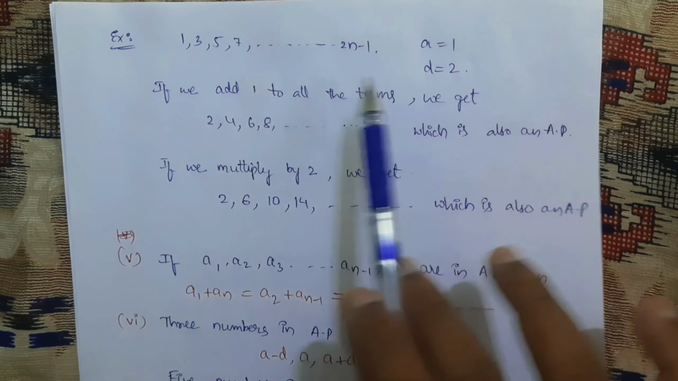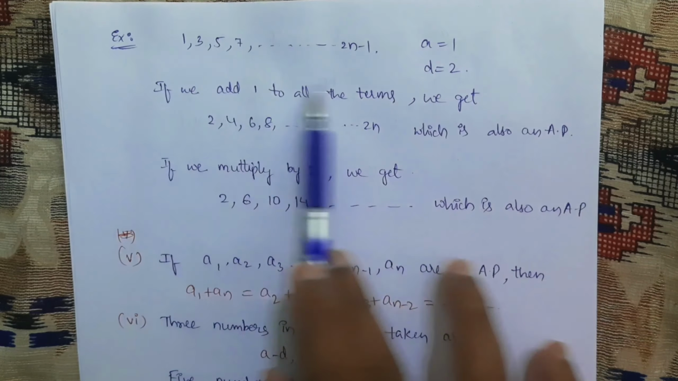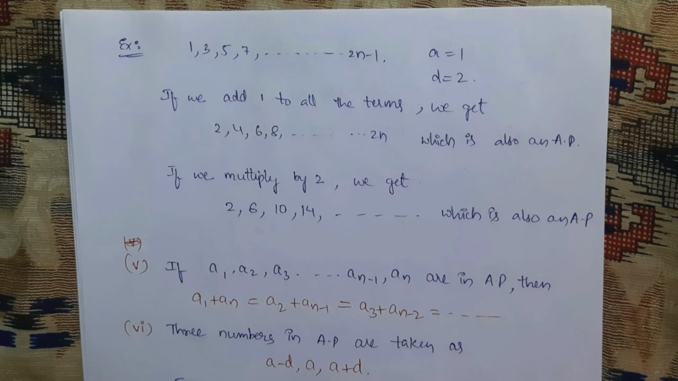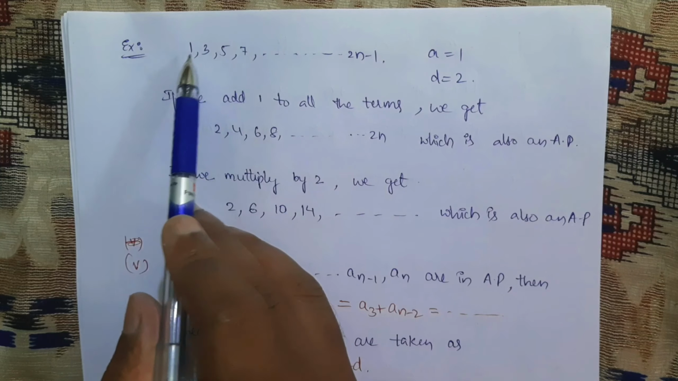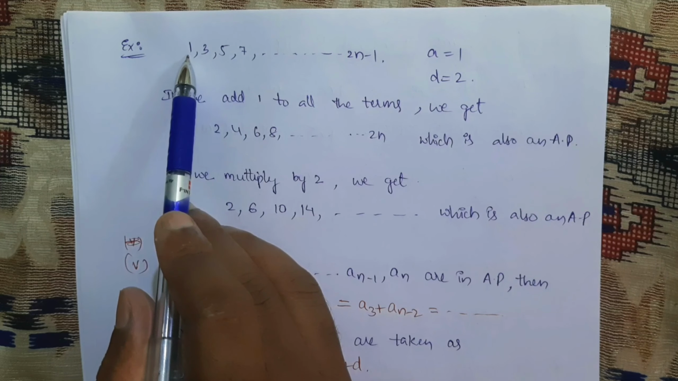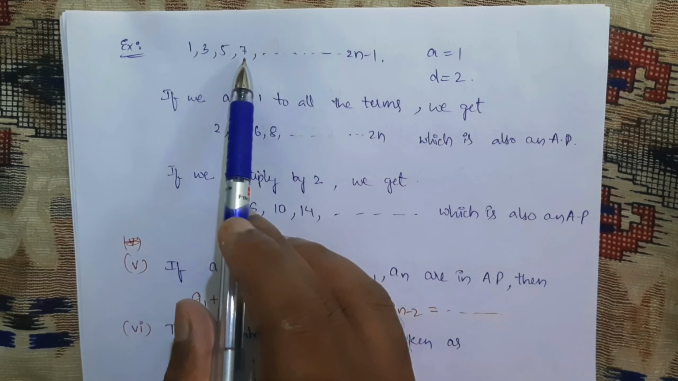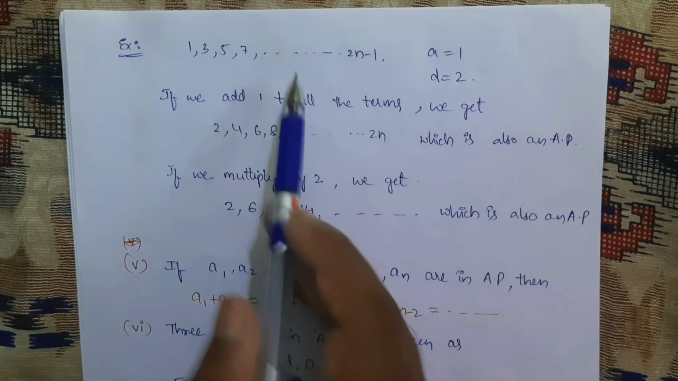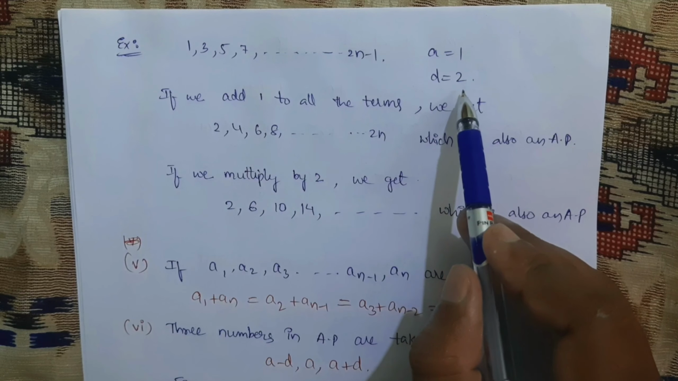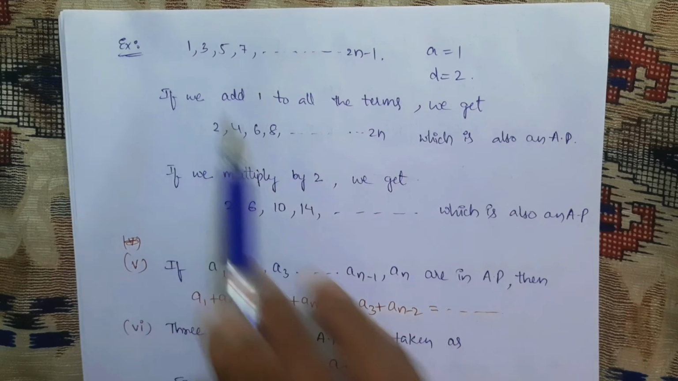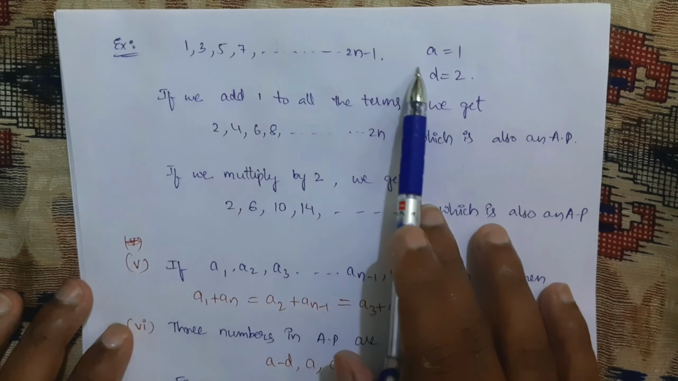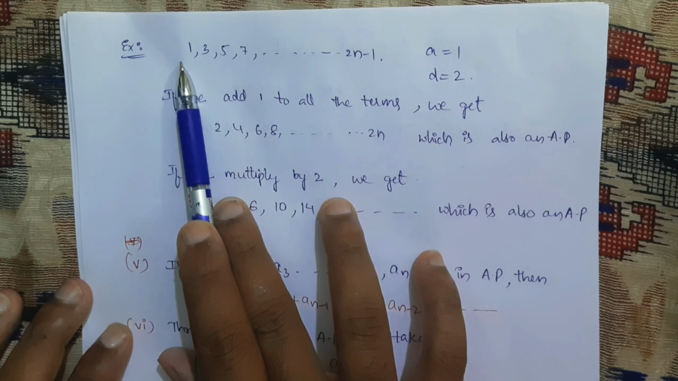Next, for example, see here the example is 1, 3, 5, 7, and so on up to 2n minus 1. If this is a series which is in AP, how do we identify that it is in AP? If you subtract these terms, 3 minus 1 is equal to 2, 5 minus 3 is equal to 2, 7 minus 5 is equal to 2. So that is considered the common difference, the difference between two consecutive terms.